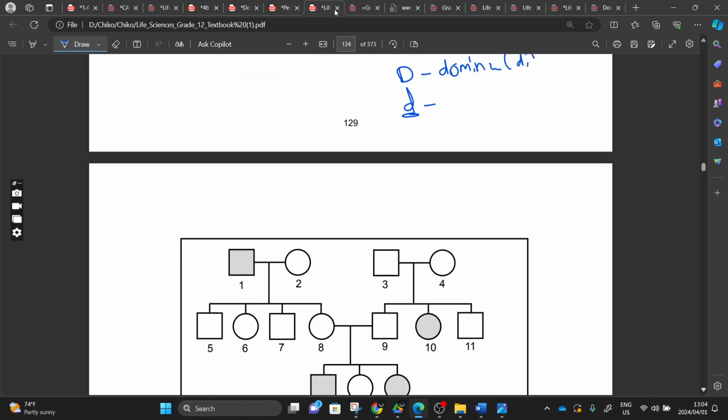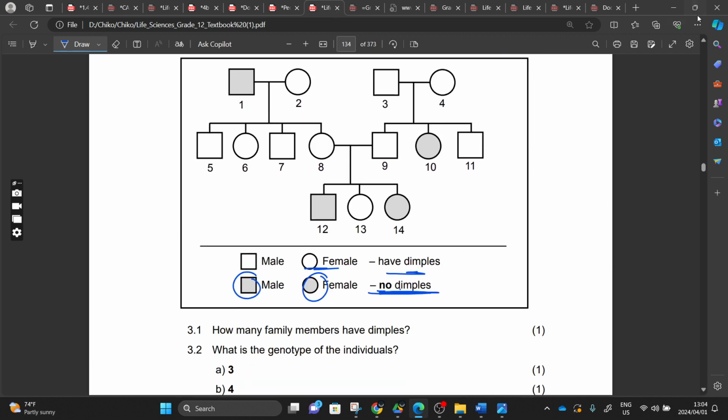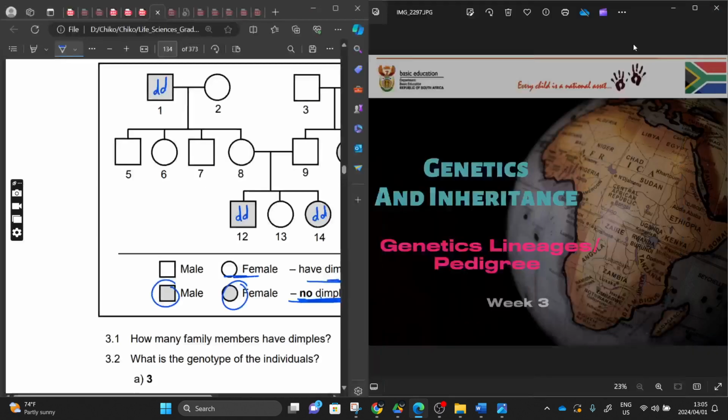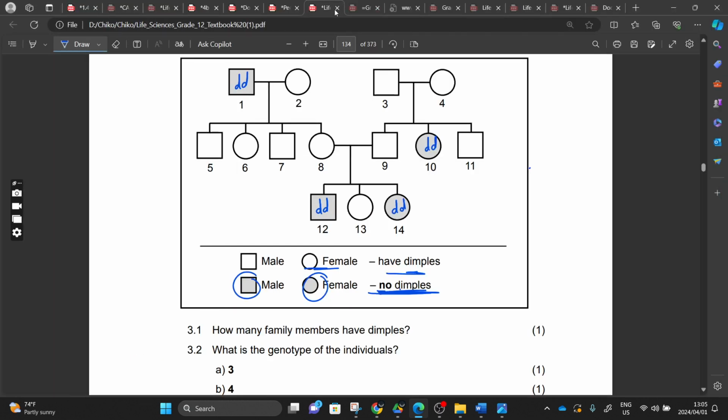It means that when you don't have a dimple, it's shaded. It means d here, d here, d here, d here. Okay, they are shaded, they have no dimples, and this is controlled by a recessive allele. When you have dimples, it means that you have either capital letter D and small letter d, or capital letter D, capital letter D. So starting from number 12 and number 13, go and fill in those pedigrees, okay?